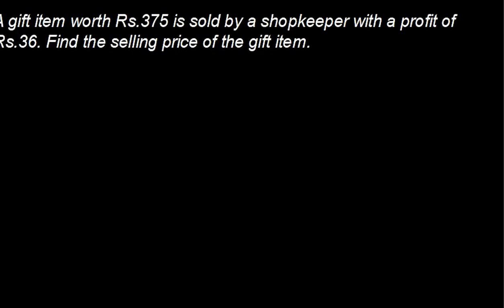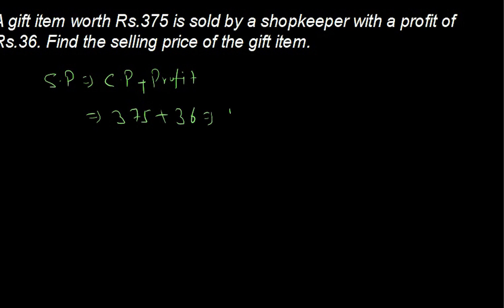A gift item worth Rs. 375 is sold by a shopkeeper with a profit of Rs. 36. Find the selling price of the gift item. So what is given to you is the selling price. Selling price is going to be cost price plus profit. Each and everything is given to you. It's 375 is the cost price. Profit is 36. So your selling price is going to be what? 411 rupees. Okay.